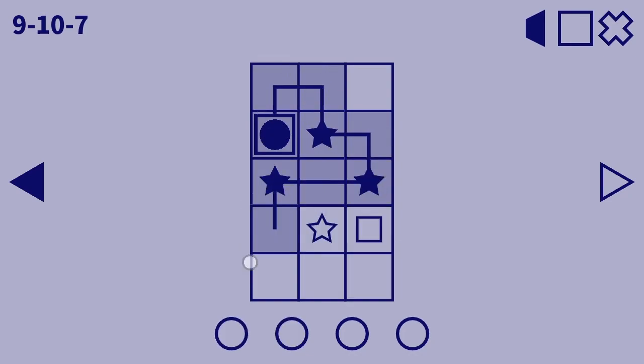Doesn't work. Does this work? No. So shifting this along to there also fixes it. Why? Moving that to there fixes it. What could that be? Two corners between the star and the circle, one corner between the star and the star.